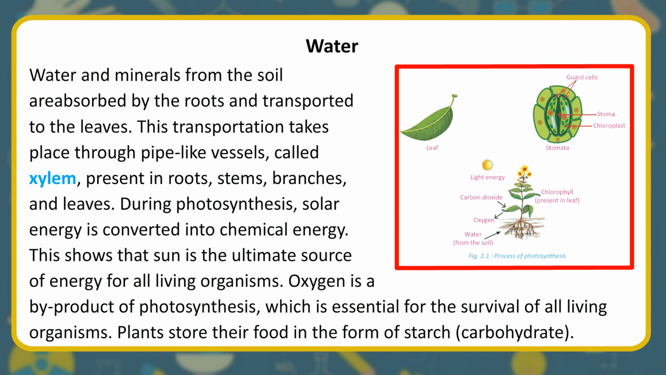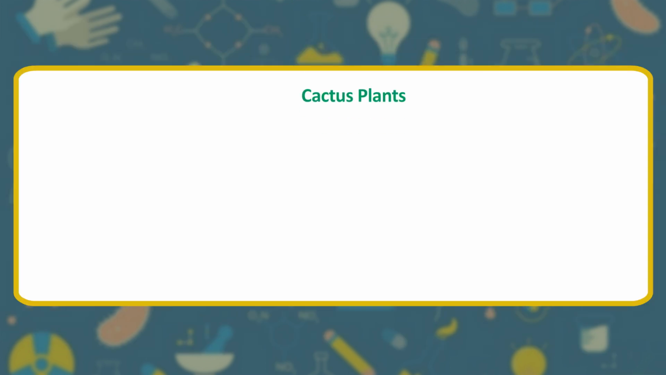Leaf. Stomata. Chloroplast. Stoma. Guard cells. Light energy. Carbon dioxide. Oxygen. Water from the soil. Chlorophyll, present in leaf.